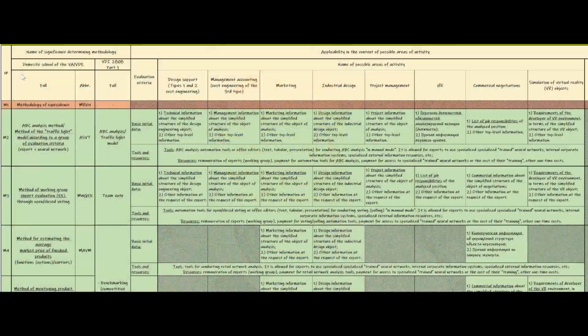In the table of methods for determining significance presented to the audience, conditional compatibility groups are indicated in different colors. The column which lists the methods mentioned in the standard VDI 2808 part 1, for comparison with the methods of determining significance used in the domestic value analysis school, doesn't include all methods recommended by the above-mentioned standard.